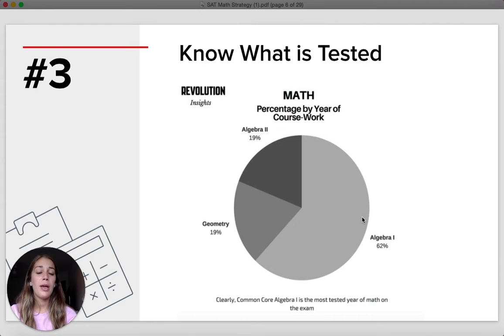The next tip is to know what's being tested. The most important topic that you see come up on SAT math is Algebra 1. It makes up 62% of the questions, followed by geometry and algebra, which both make up about 19%. So it's super important that you're very comfortable in all of your basic algebra things like foiling, factoring, solving for x. All of these concepts are going to be continually asked throughout the test.